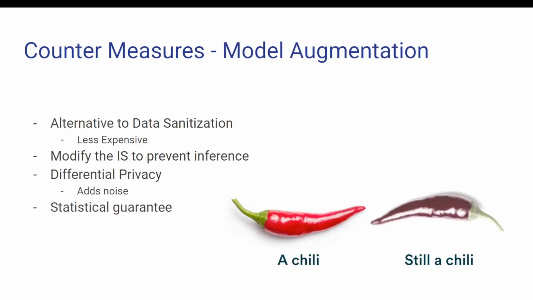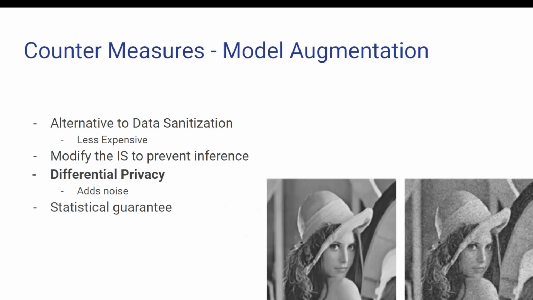A good alternative to data sanitization that is less expensive to perform is called model augmentation. This modifies the IS and makes it tougher to infer sensitive information. Differential privacy is one popular security approach, which adds noise to the data in order to protect sensitive information, ensuring that sensitive data is not revealed in its data points. DP provides a statistical guarantee that the subject's privacy is protected by this noise addition.